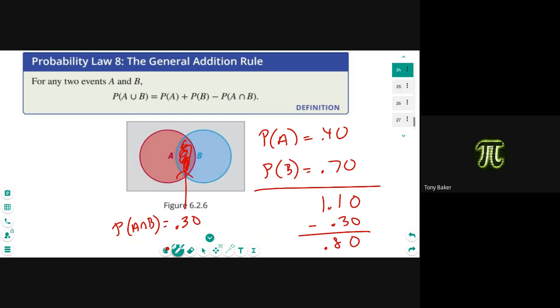That's the difference between mutually exclusive and general events. Because with mutually exclusive, there's no overlap, so I could just add them, because the overlap is 0. In this situation, since they overlap, if I just added them, I'm going to add that piece in the middle twice, and I don't want to do that. So I have to subtract out one of it. Okay, 0.8 would be the probability of A union B.